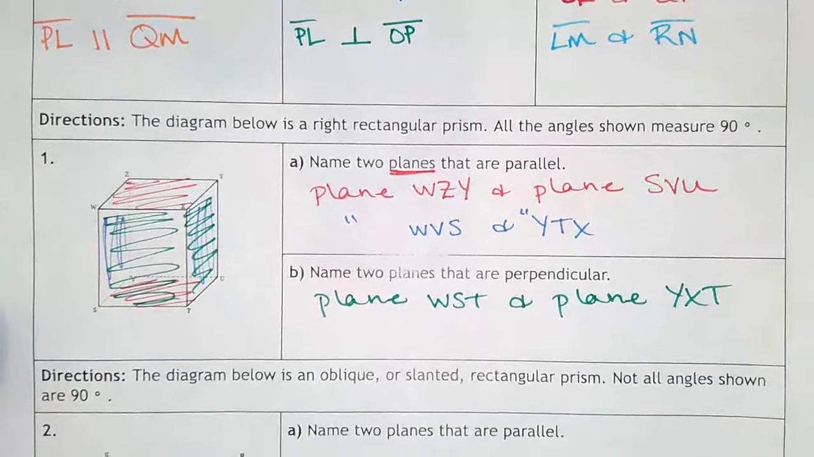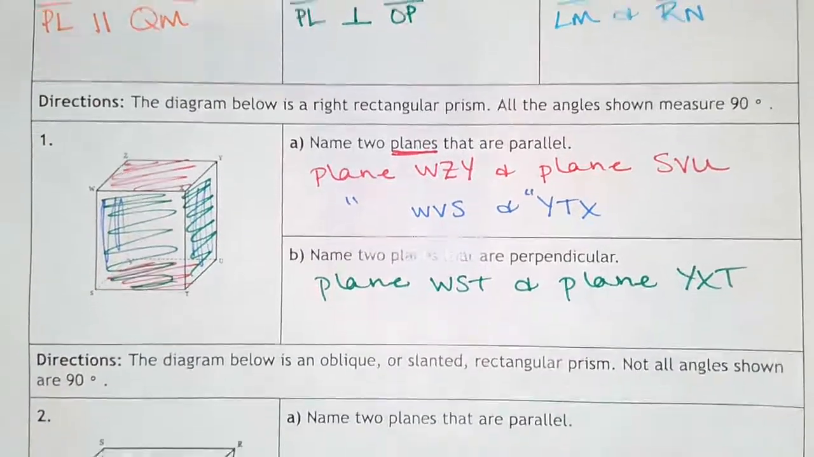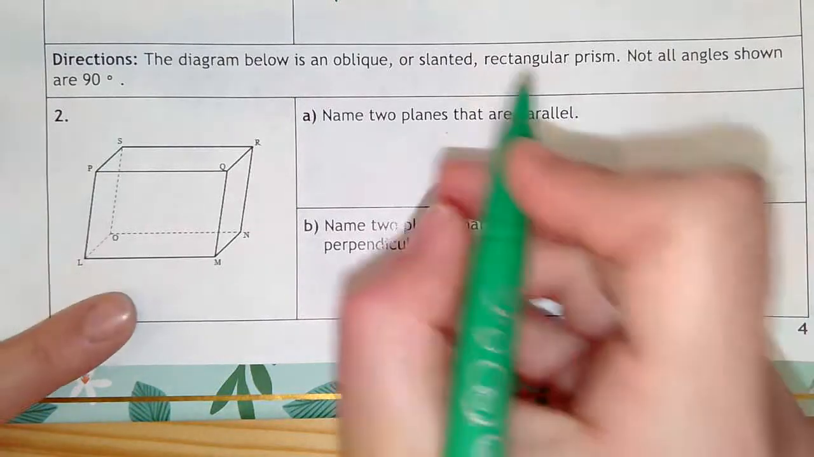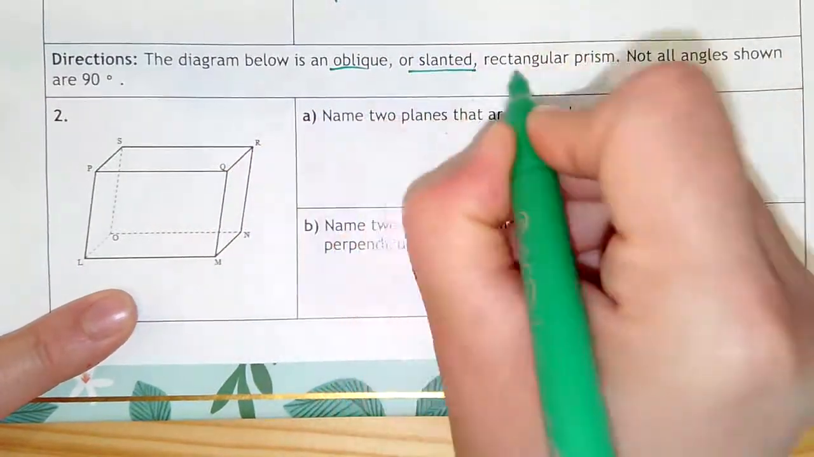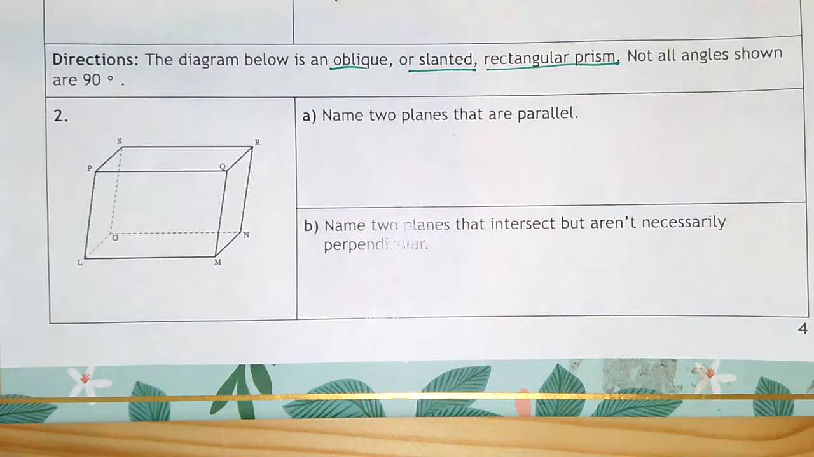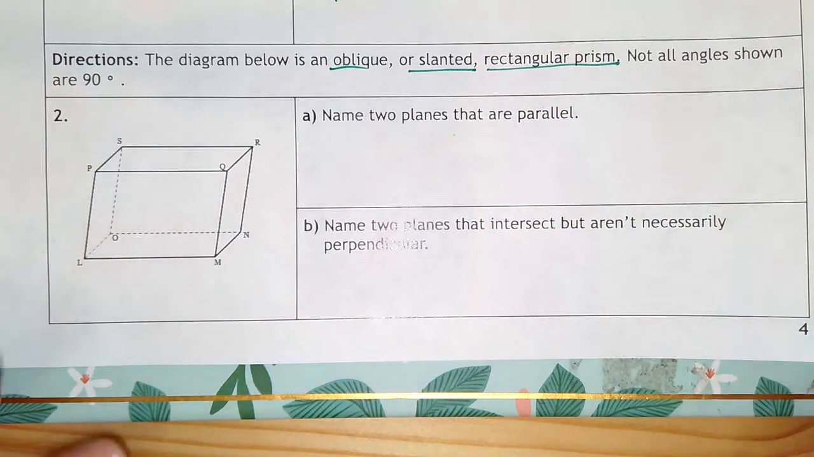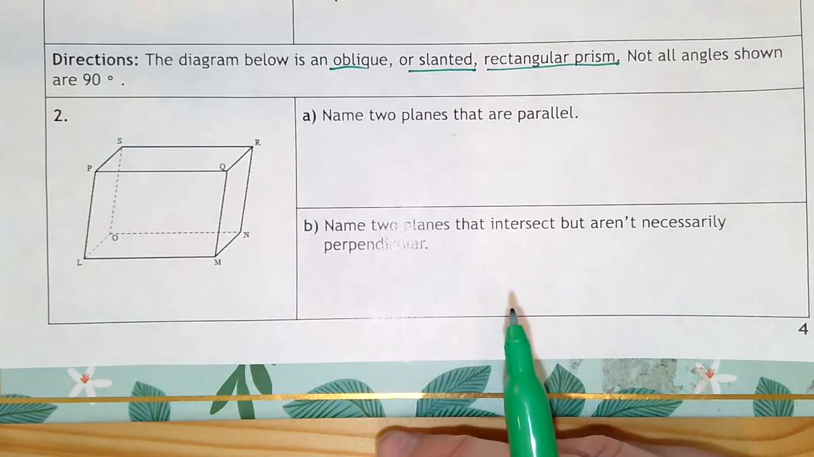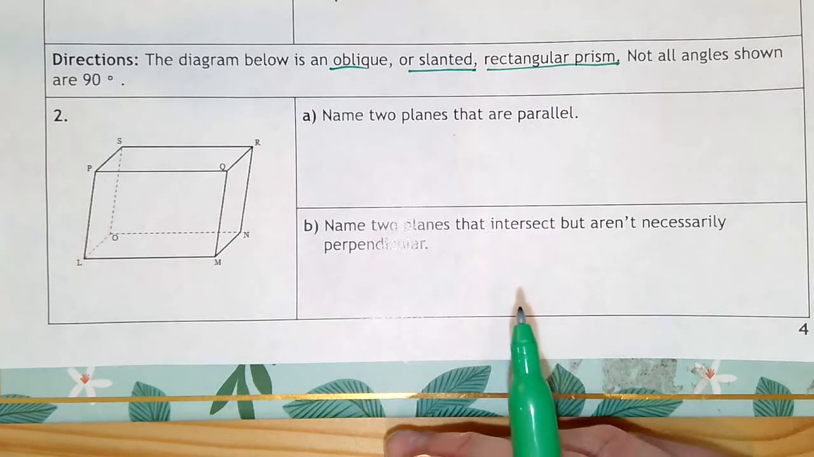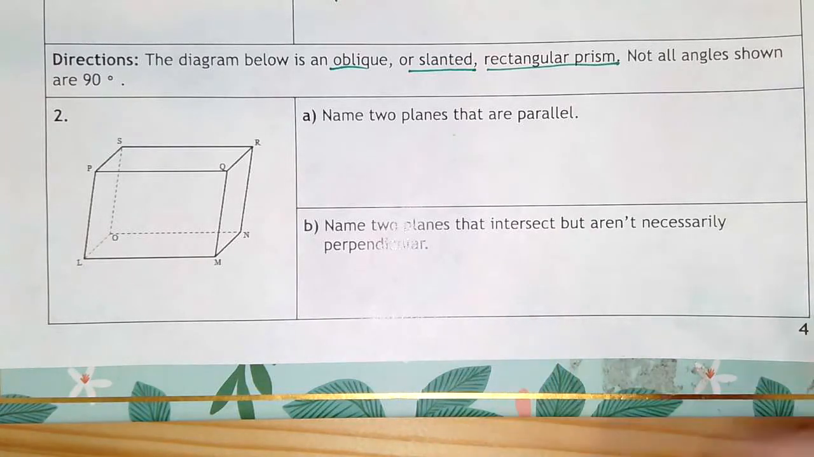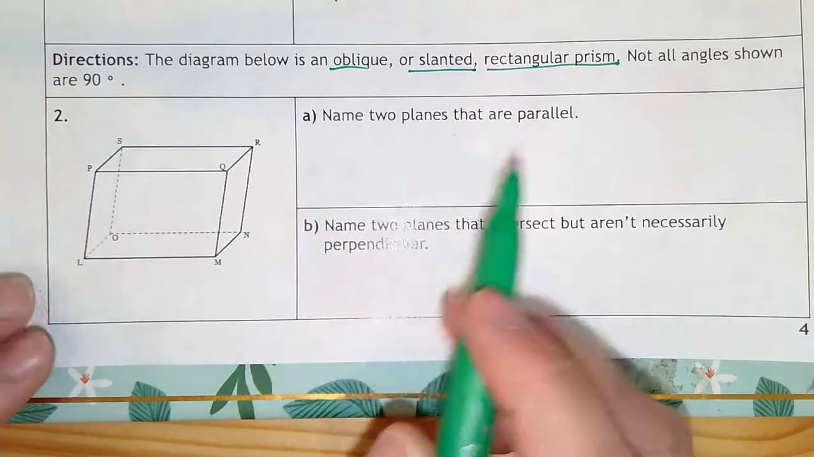So hopefully you get the gist of that. If not, feel free to ask me a question. Okay, and then the last example, diagram below is called an oblique, or it's a slanted rectangular prism. So it's like you try to build a box and it's leaning. Not all angles shown are 90 degrees. So that means that we would have no planes that are perpendicular, because perpendicular specifically means that they form 90 degrees.